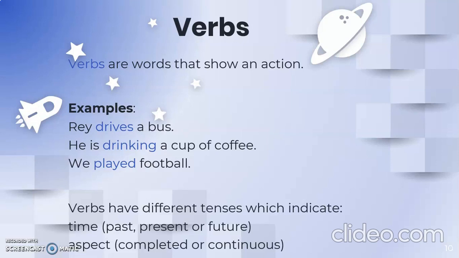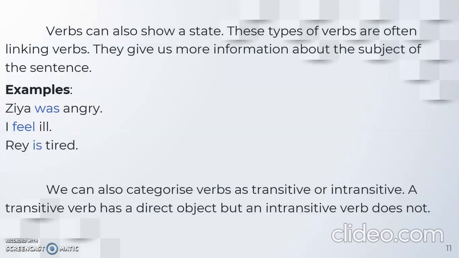Verbs show an action from the subject, for example Ray drives. And the next is, verbs can also show a state. These types of verbs are often linking verbs, and they give us more information about the subject of the sentence. Example: Zia was angry. In this sentence, we know that the word "was" gives us the state or describes the emotion of Zia.